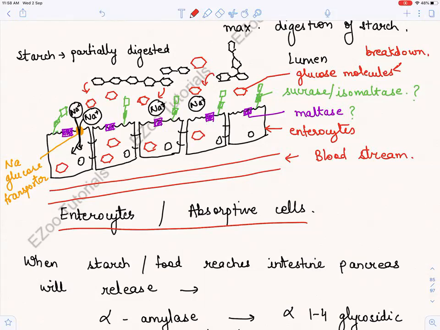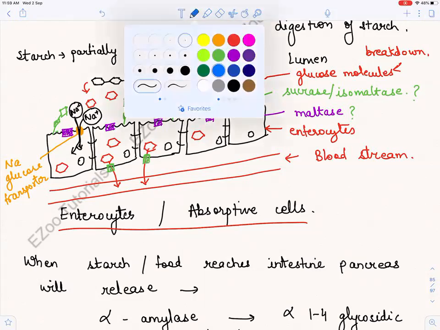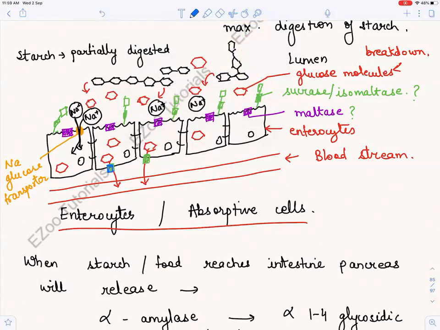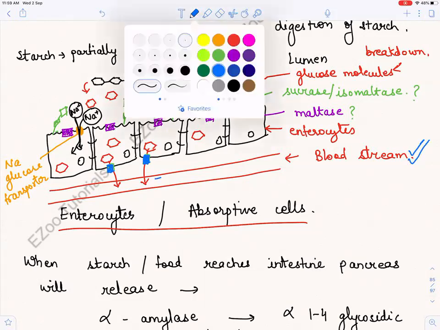So what will happen? These glucose molecules will go into the bloodstream by again a transporter. There are names for these transporters which will be too much for you, so you just remember that there is this. I should make it with a different color. These are transporters, and with their help the glucose molecule is going into the bloodstream. And what will happen to the glucose molecule?